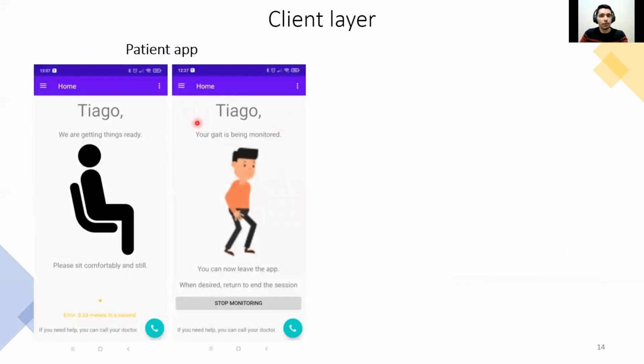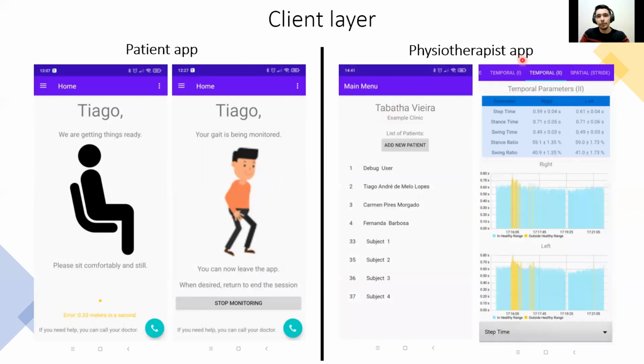So the patient app is focused on simplicity because the patient probably never used the application. The goal is simply to start data collection and for the collection to be reliable. And then the physiotherapist app is where the gait reports are presented in the form of mean values and standard deviations for each parameter. In this case, it's temporal parameters. We also have charts. For instance, for step time, we have the estimates of the parameter throughout the day, where we have highlighted the periods where it was considered unhealthy for the subject's characteristics.